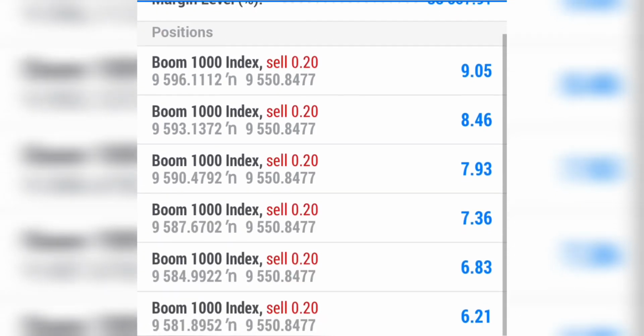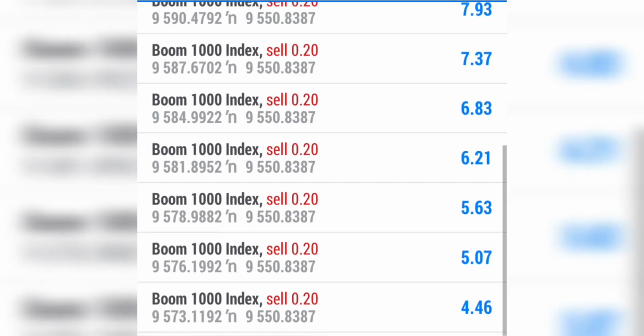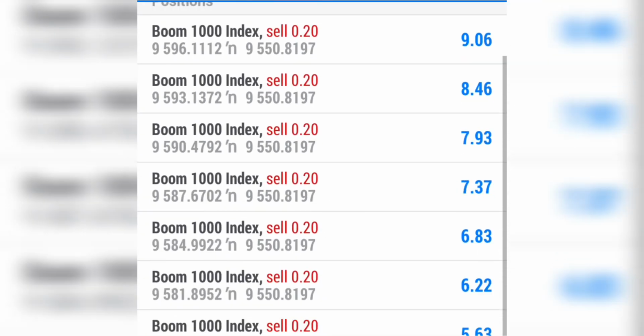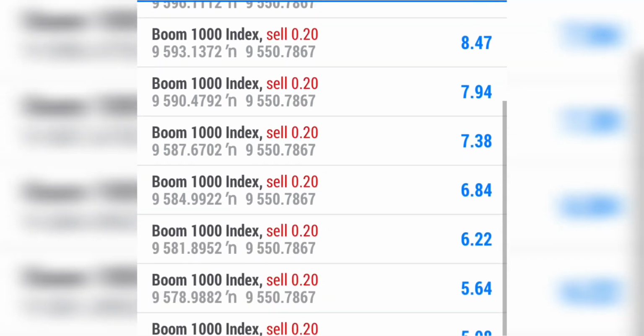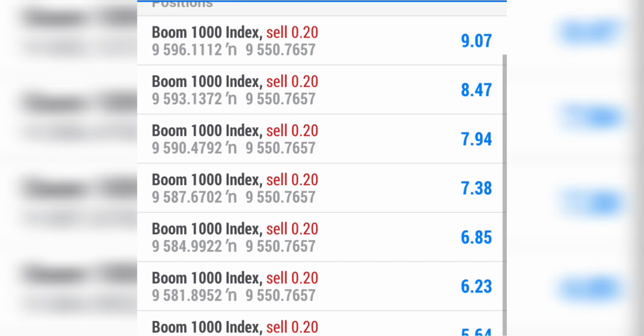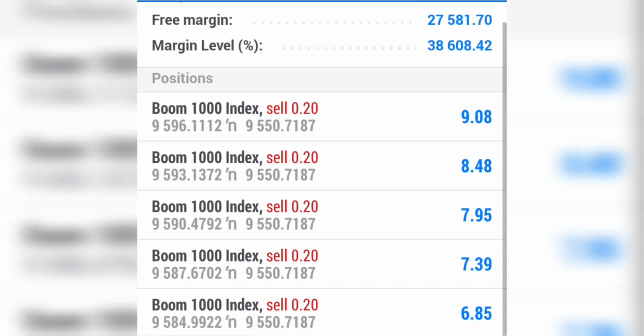All right, this one is a demo account. Okay, so I'm using it to show you guys something. All right, so this is the robot trading. Now this is robot trading. Look at how it picks the positions.